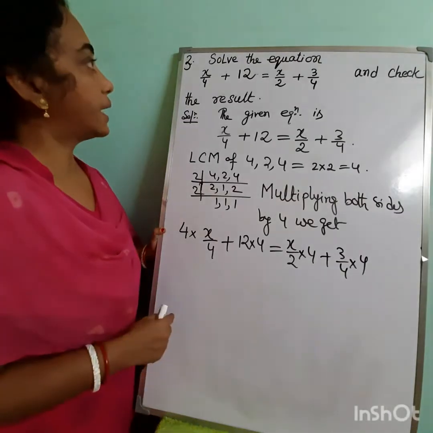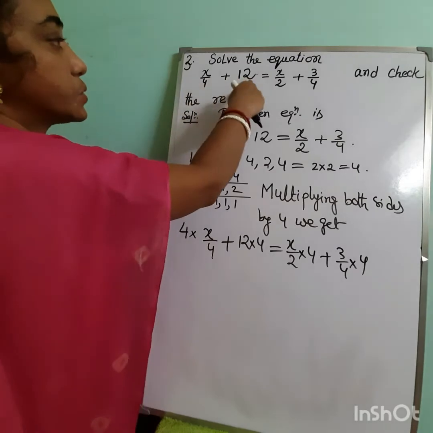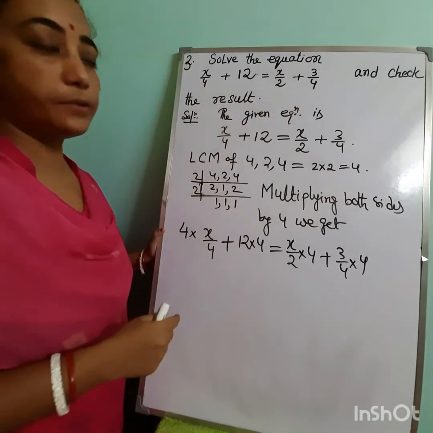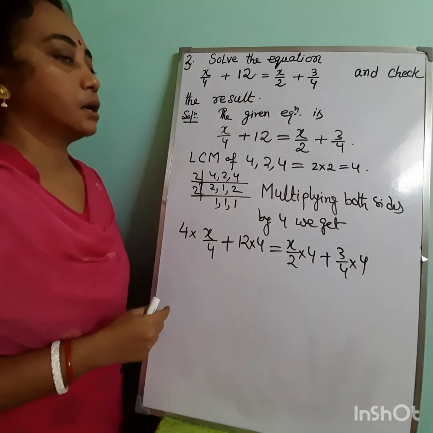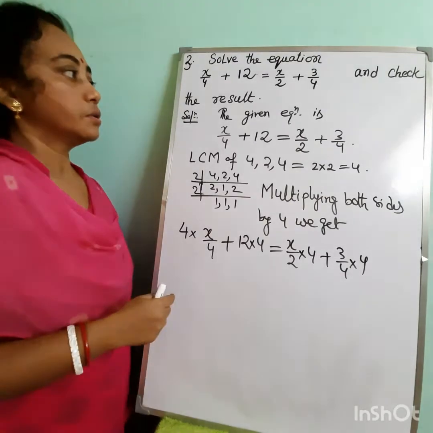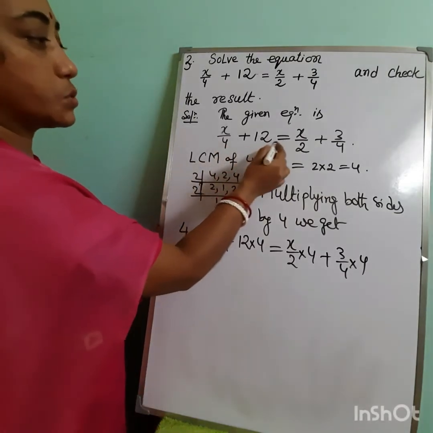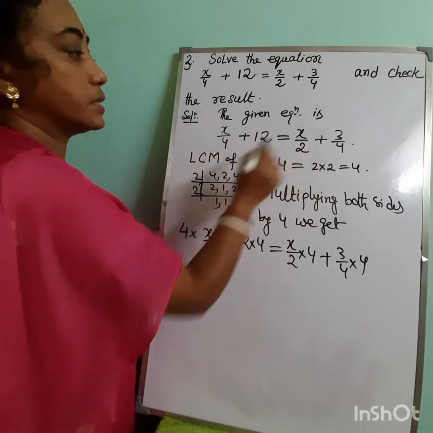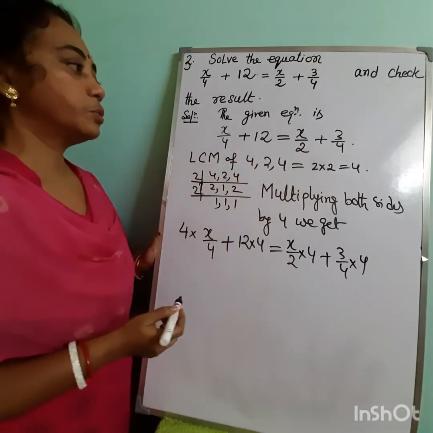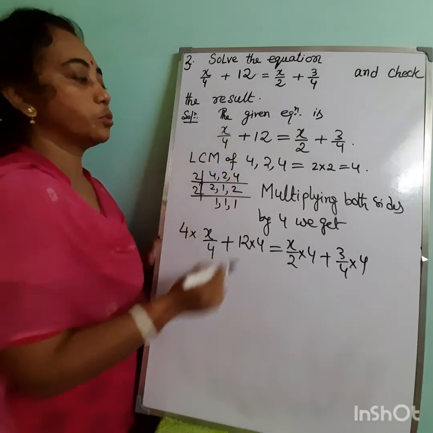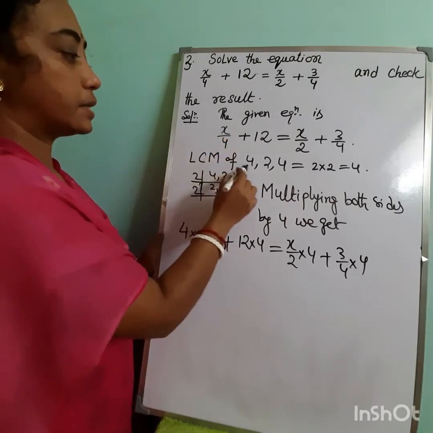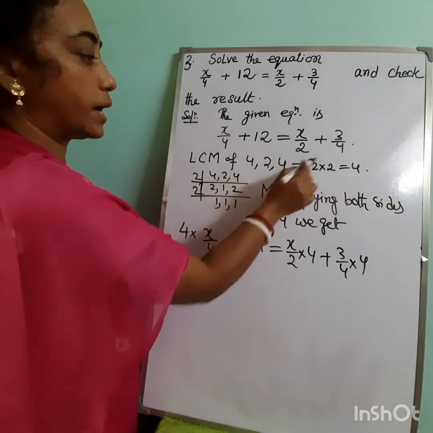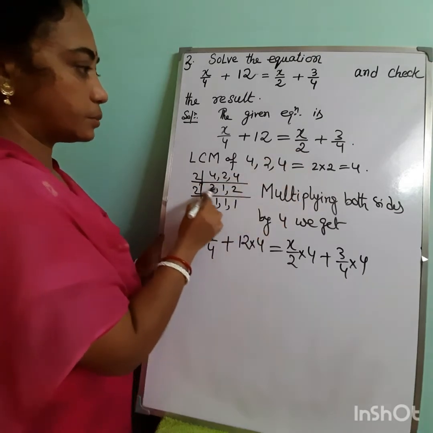Now let's solve another equation: x by 4 plus 12 is equal to x by 2 plus 3 by 4, and check the result. Here the given equation is x/4 + 12 = x/2 + 3/4. Fractions are present on both sides, so to remove the fractions, that means to remove the denominators, we first find the LCM of the denominators 4, 2 and 4. Here the LCM is 4.